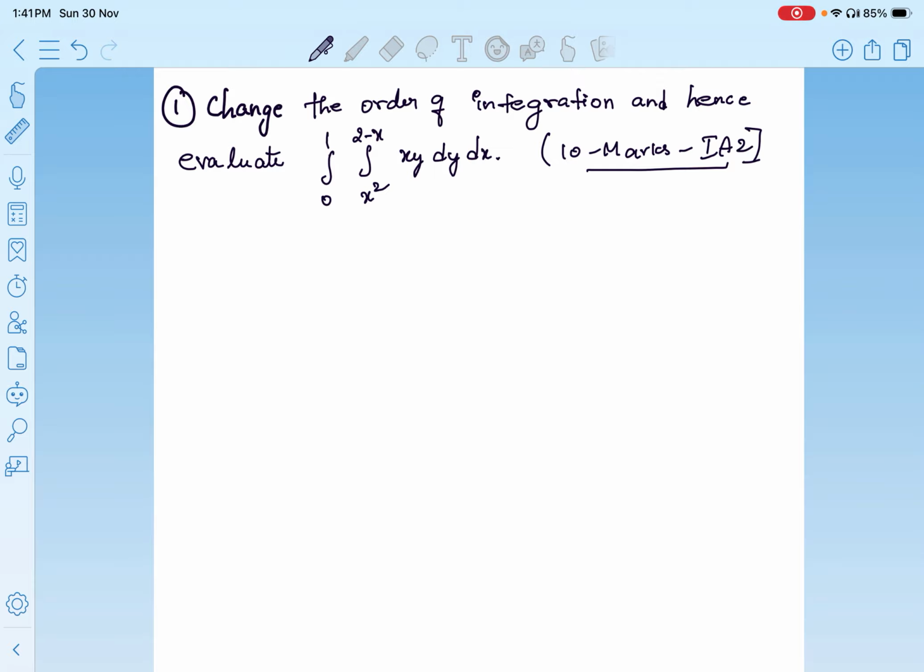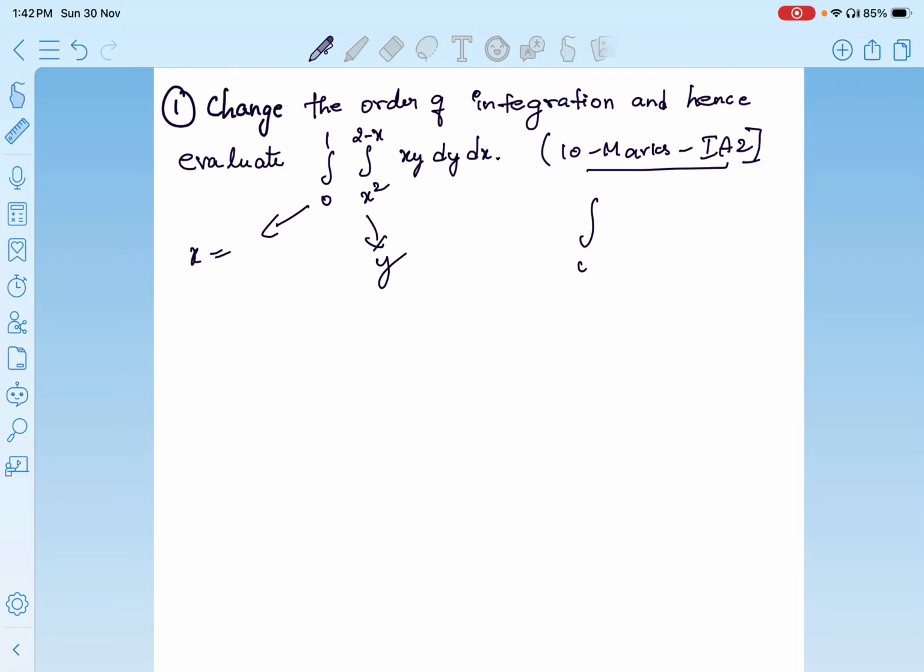So we know that our first integration may be x, and your second integration represents your y values. You also have one more clue: if you see any x's here, in this integration you have x square and 2 minus x. That means this integration falls on y. That means you are changing all your y into x terms.